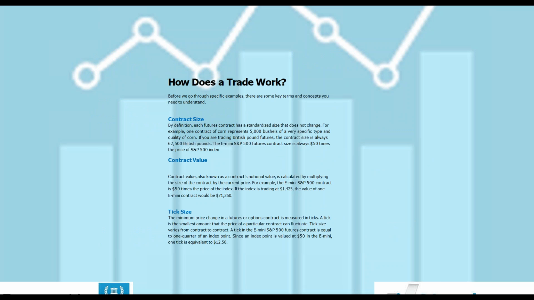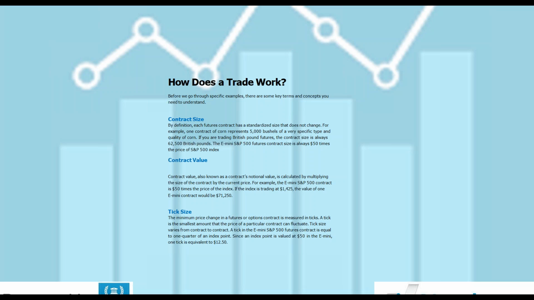Before we go through specific examples, here are some definitions. Contract size: each futures contract has a standardized size that does not change. For example, one contract of corn represents 5,000 bushels of a very specific type and quality of corn. If you're trading British pound futures, the contract size is always 62,500 British pounds. The E-mini S&P 500 futures contract size is always $50 times the price of the S&P 500 index.